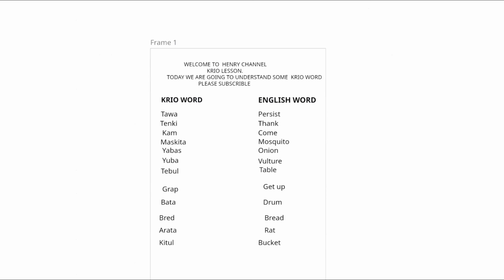Another word in Creole, which is very relevant, is bata. Repeat after me. Bata. Bata. In English, it is known as drum. D-R-U-M. Drum.